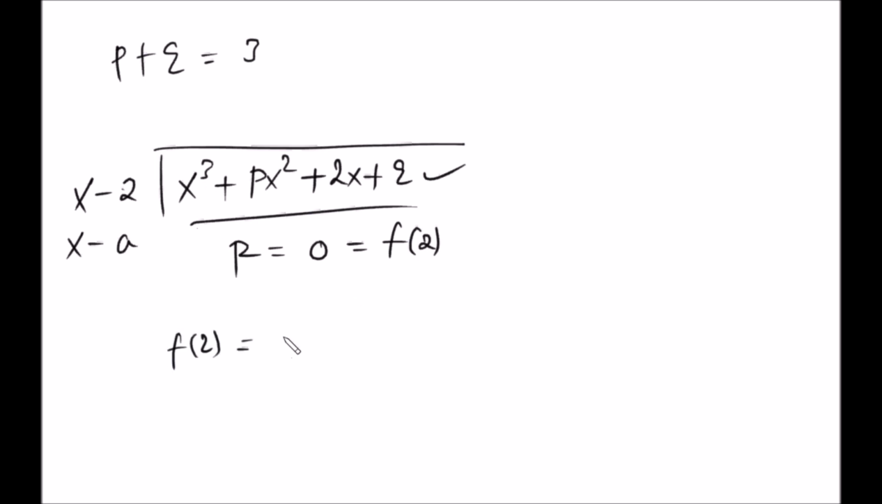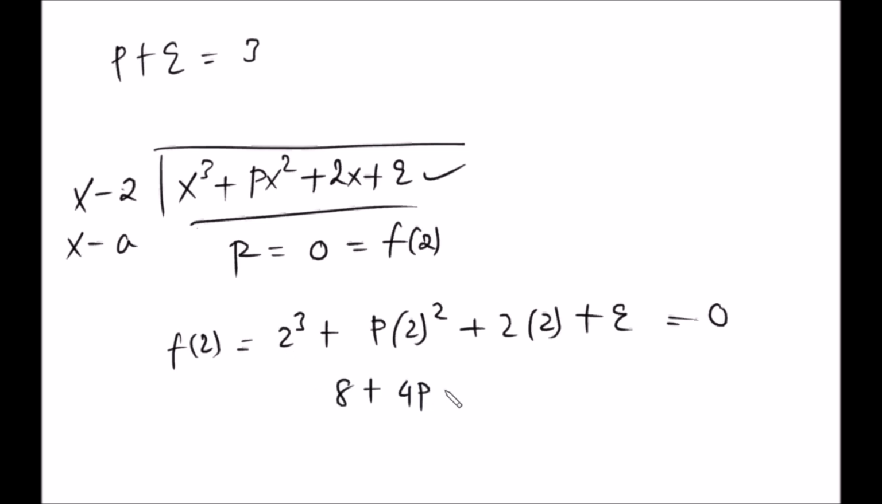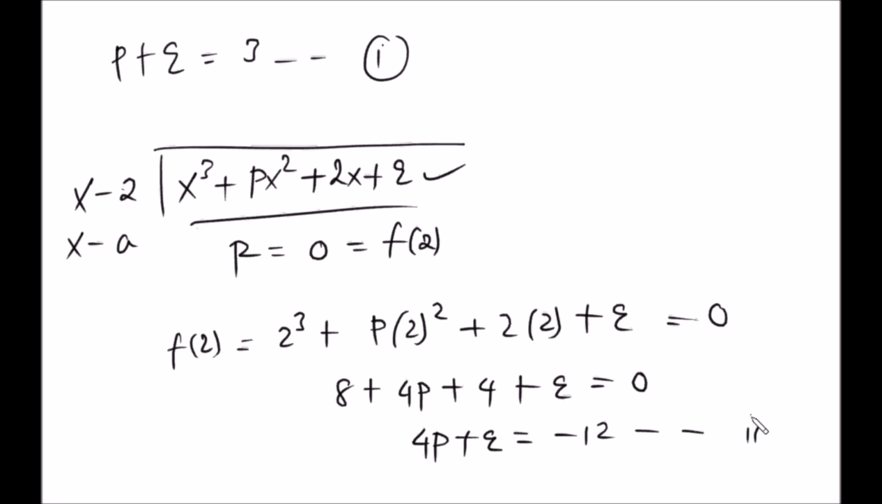So f of 2 itakuwa ni 2 cube plus p times 2 squared plus 2 times 2 plus q sawa na 0. So 2 cube ni 8, 2 squared ni 4, 2 times 2 ni 4 plus q sawa na 0. So here we're gonna have 4p plus q. 8 jumlisha 4 ni 12, ukileta huku ni negative 12. So this is the first equation now. This is the second equation.